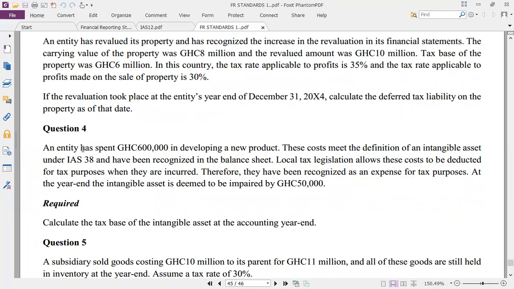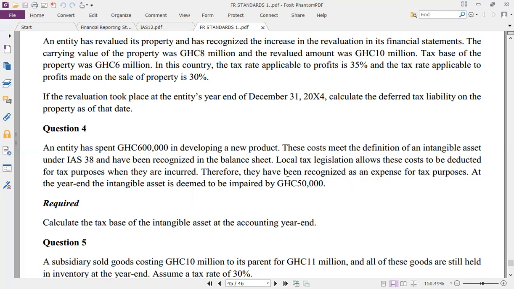These costs meet the definition of intangible assets under IAS 38 and have been recognized in the balance sheet. Local tax legislation allows these costs to be deducted for tax purposes when they are incurred. Okay, so it will be expensed. So that's expensed, but it's an asset for this organization. Therefore, they have been recognized as an expense for the tax purposes.